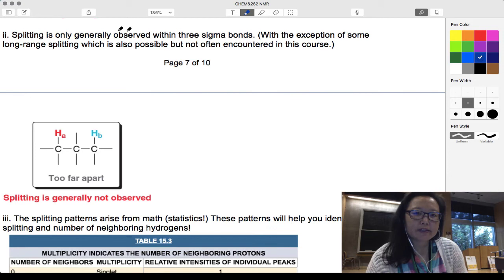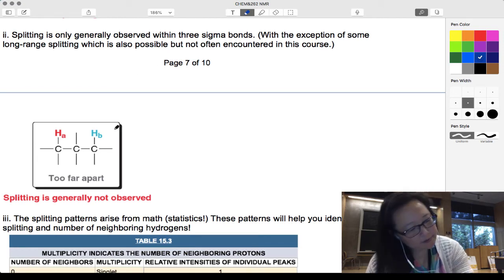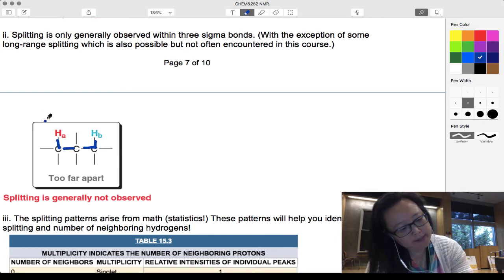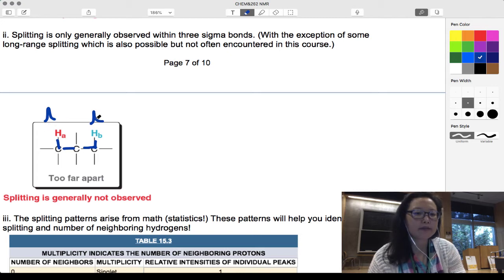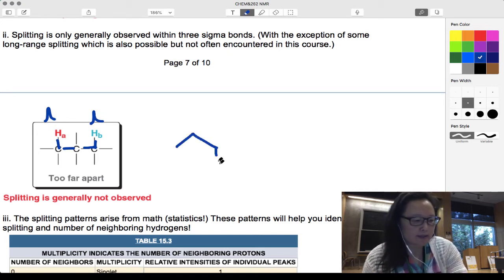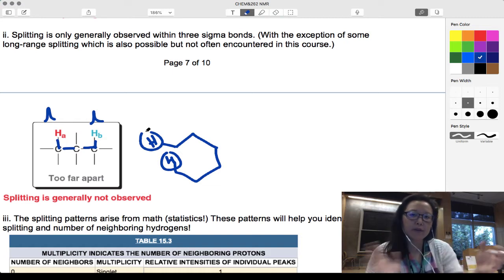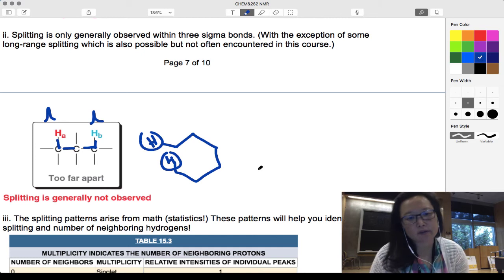Splitting is generally observed within 3 sigma bonds, so usually we would not say HB would split HA. So these will be a singlet and a singlet because they will not be close enough to each other to observe splitting. But if a molecule is long enough, sometimes you can see effects of splitting, what we call long-range splitting, when you have possibilities for hydrogens to get close to each other.